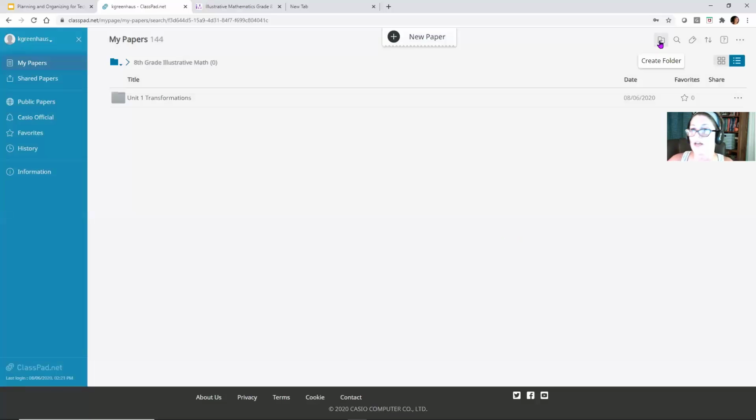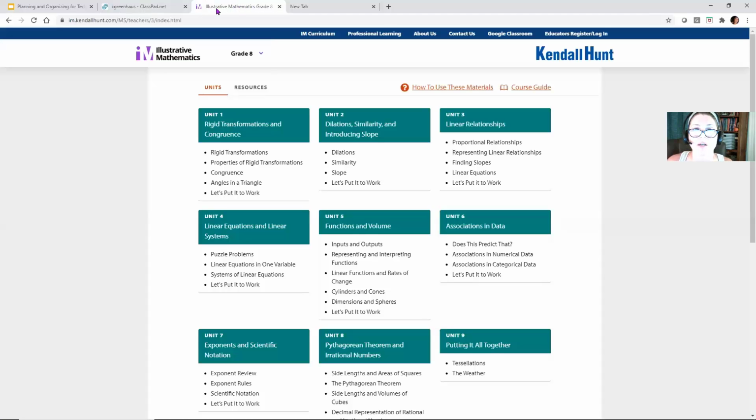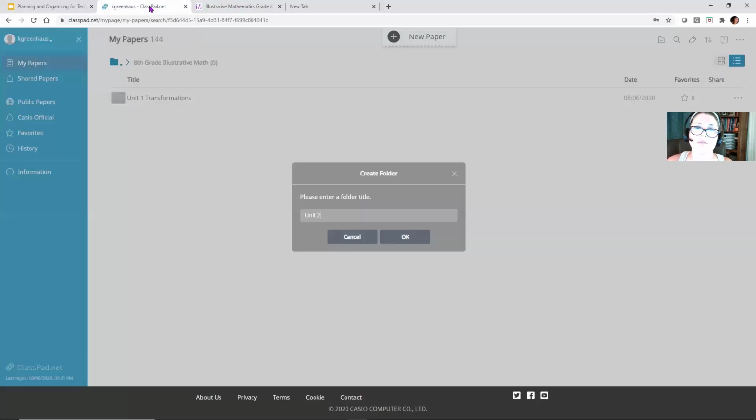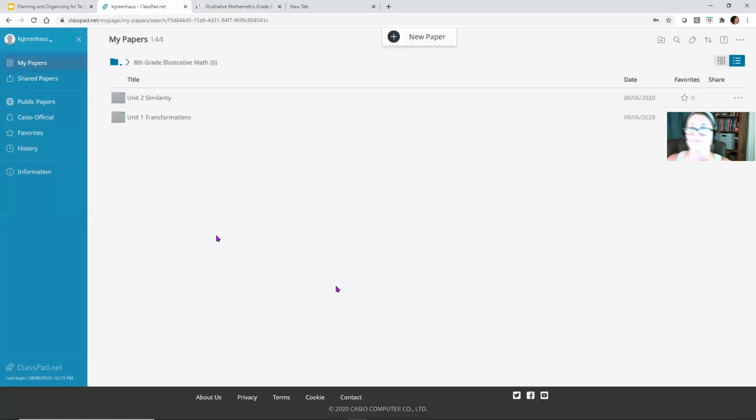And then I could do the same thing. I could add all 9 of them, so I'll just add one more. Let's do Unit 2. It's very easy to add a folder. You just hit the folder, and Unit 2 is dilation similarity. All right, so we'll just say similarity. And again, I could add as many as I want. And again, how you organize is what makes sense for you.